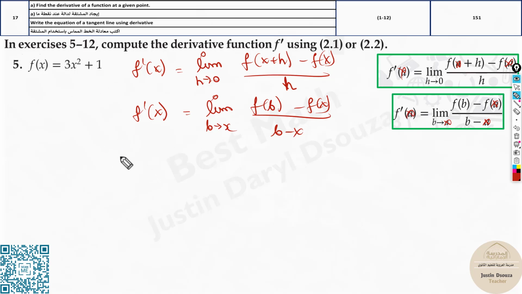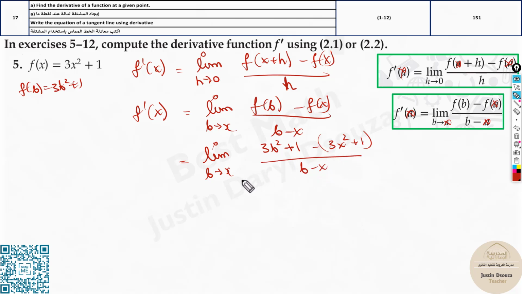Now I'll solve this using the second formula. You can use any, but I'll choose the second because it's easier. So f of b here will be 3b squared plus 1. And what about f of x? f of x is the same given equation, so I'm not going to write it again. This is going to save some time, because otherwise it would have involved writing the formula, expanding and all that. So here, limit as b tends to x, the first term is 3b squared plus 1 minus 3x squared plus 1. Now remember, this is in brackets, divided by b minus x.